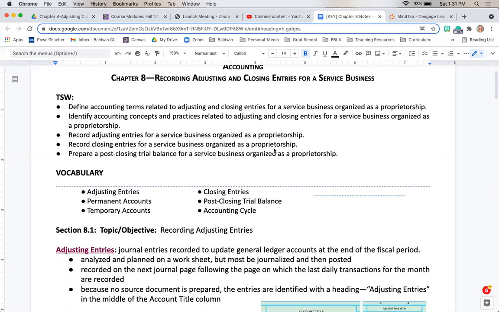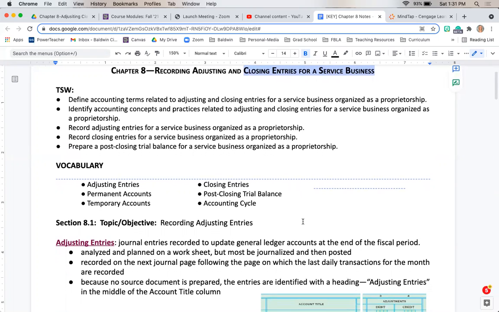Okay, chapter 8, our last chapter. So we are focusing on something called closing entries for a service business. We are at the end of our accounting cycle, essentially. We have looked at transactions, analyzed them, journalized them, posted them, moved all of our financial information over to a worksheet, and then created financial statements. And so now we are at the very end.